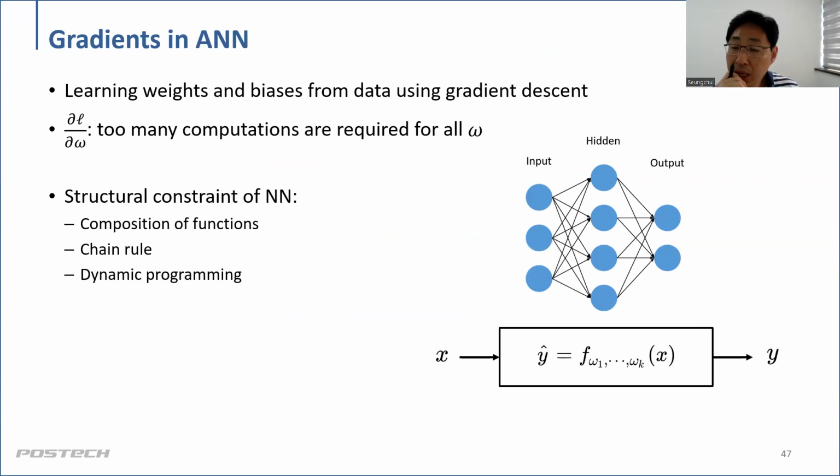Gradients in ANN. To find all the weights and biases from the data, we're going to use gradient descent. Basically, that's what I said. But there are some technical issues. What kind of issues do we have? Let me show you.